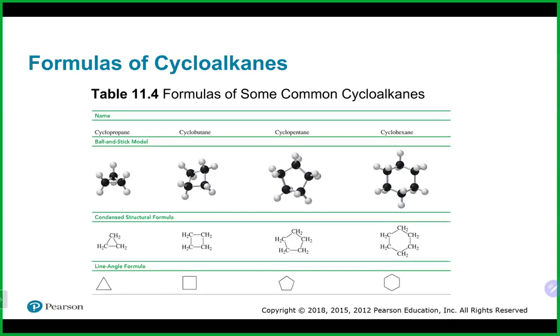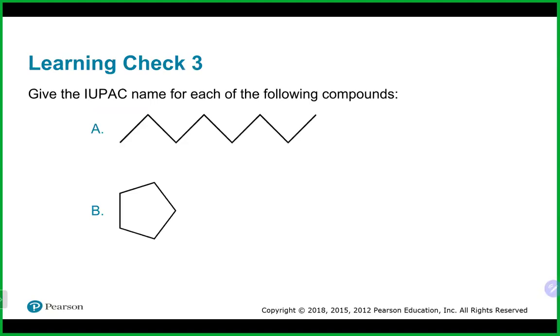And again, I would say most of the time you will see these guys drawn in the line structure formula. Again, if you needed to do some type of condensed formula, you would write in the CH2s at each of the points and stuff like that. So why don't you take a moment here and give the names a try.